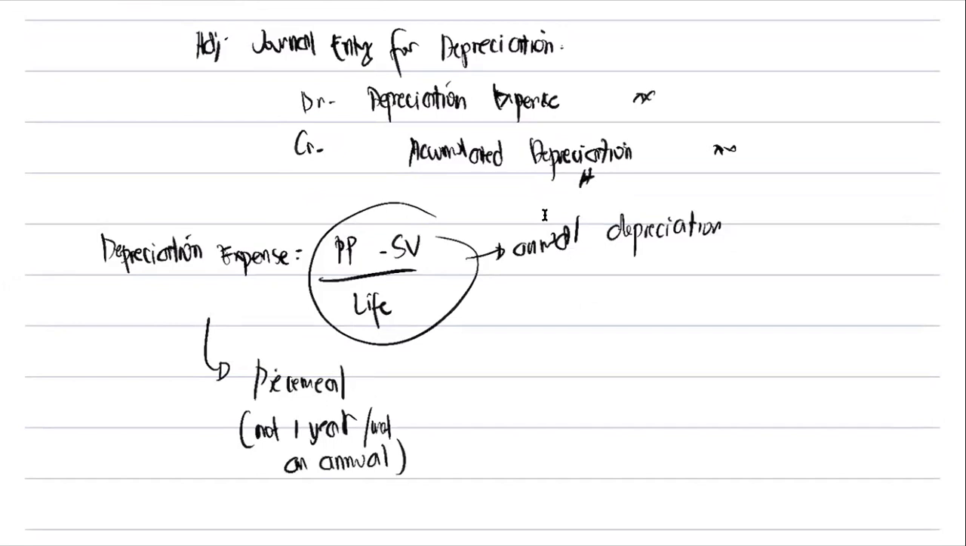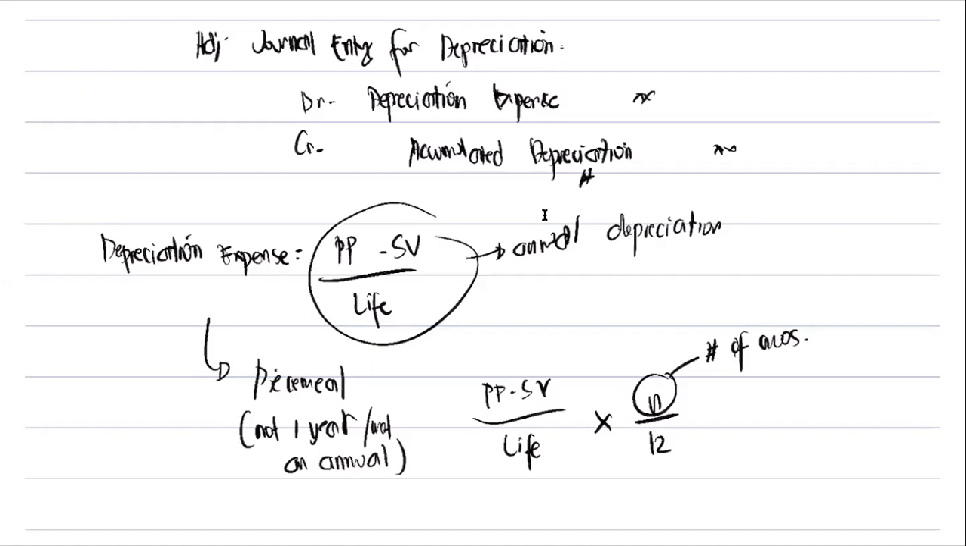So if that is a piecemeal depreciation, not 1 year or not an annual depreciation, we compute it by getting the purchase price less salvage value over life, multiplied by n over 12. N is the number of months, okay?